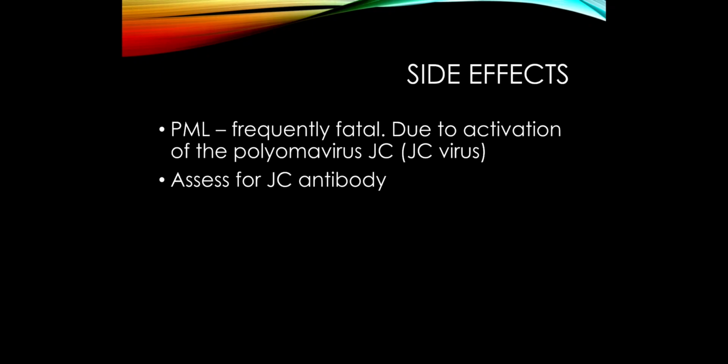So when we're thinking about putting someone on natalizumab, we always first assess for a JC antibody. And if they're positive, then if at all possible, we choose a different therapy. Now, if someone is on natalizumab, you still keep checking for that JC antibody. And if they become positive, then you really need to consider changing them to a different medication.